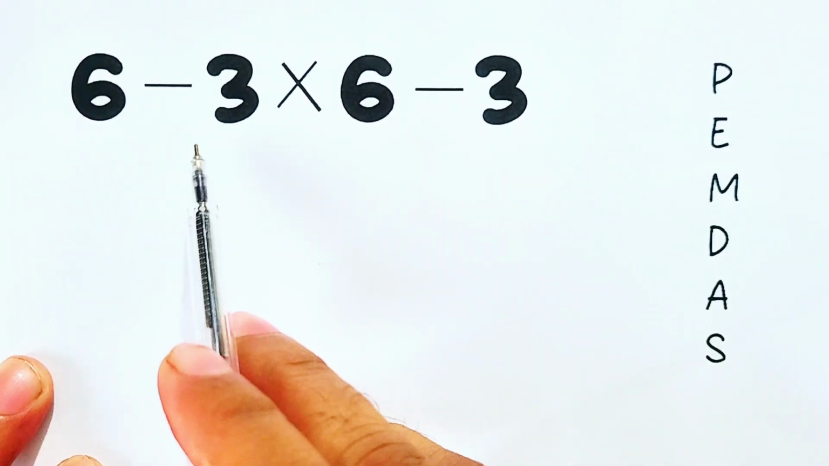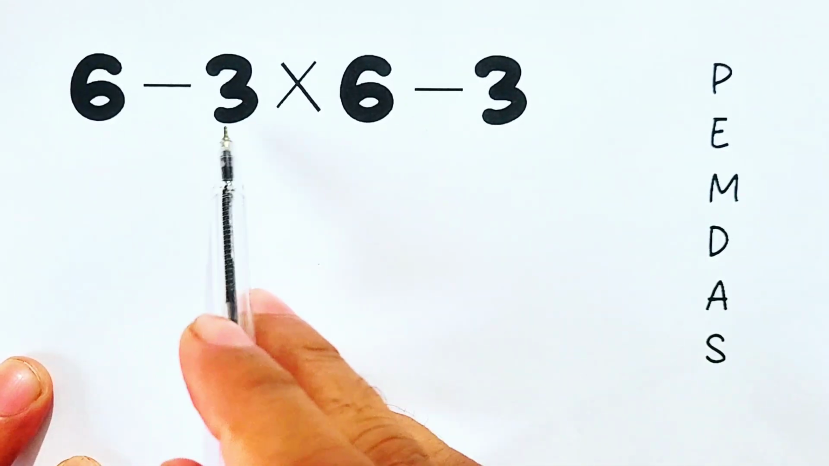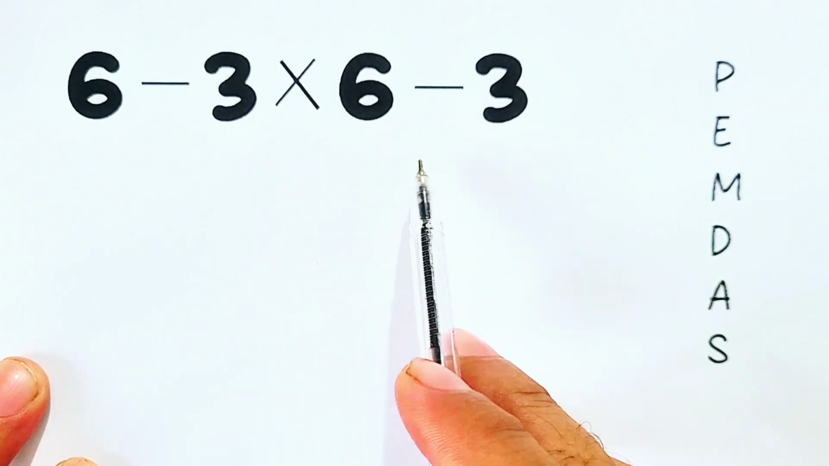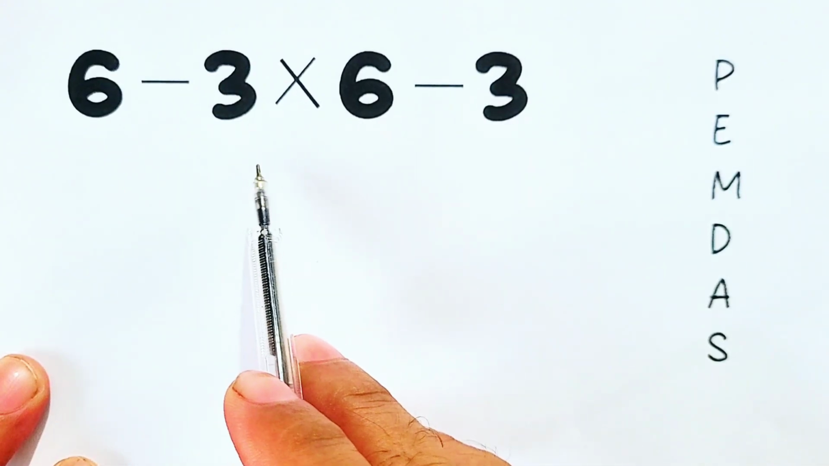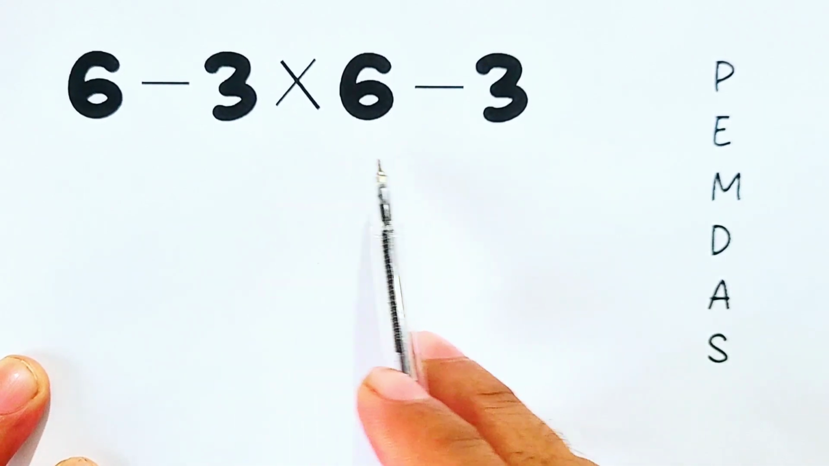This question looks very simple because 6 minus 3 times 6 minus 3 is very simple. 6 minus 3 is 3, times 6 minus 3 is 3. 3 times 3 gives us 9. 9 is our answer, but remember, is 9 the correct answer? If 9 is correct, then what will be the correct answer?